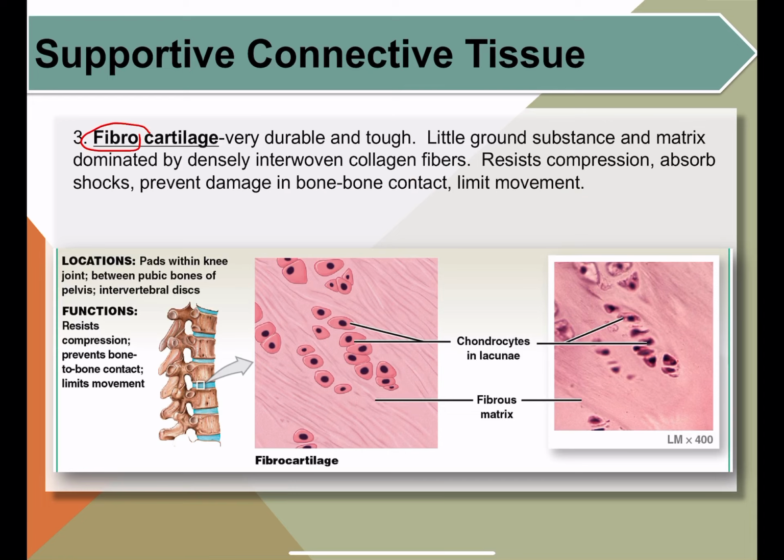They have very little ground substance, okay, because they're densely packed with all those fibers. Those same interwoven collagen fibers we were talking about in dense regular connective tissue, same thing. They're packed with these, but they're a type of cartilage, not dense regular connective tissue, okay? So areas where there's fibrocartilage usually resist a lot of compression, can absorb shocks, prevent damage in bone-to-bone contact, and limit movement beyond a certain point.